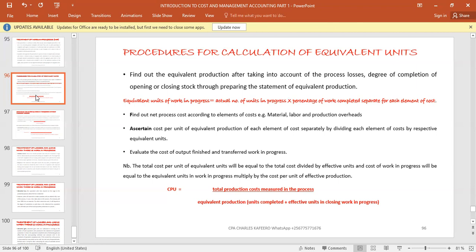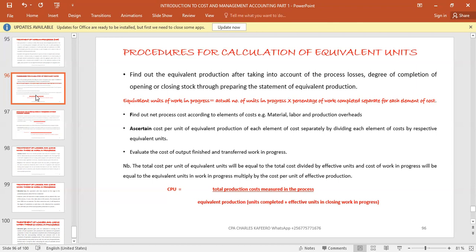Those ones we are looking at is how we get the cost per unit. How do we get the cost per unit? We get the total cost we've incurred in the whole process. We divide by effective production. And this effective production is the same as the equivalent production. But this equivalent production has a component of the units that really went through the production process as completed units or output, plus the effective units in the closing work in progress.